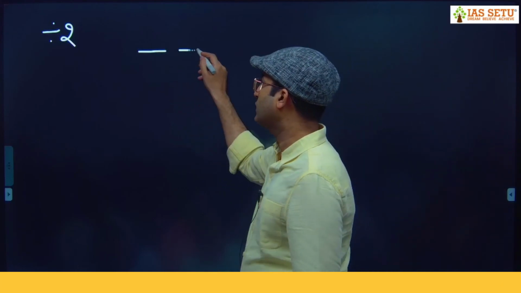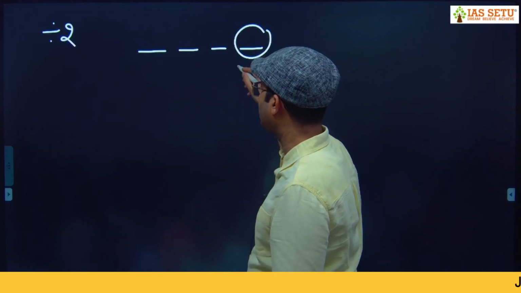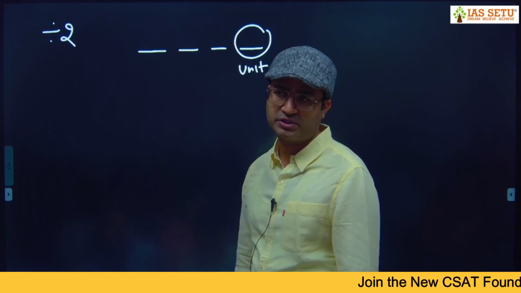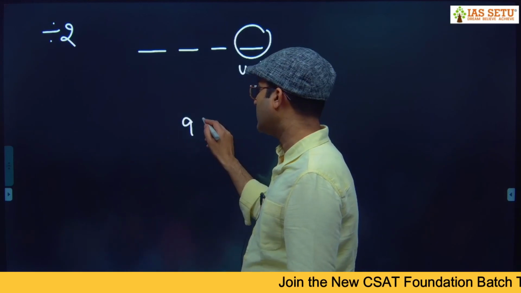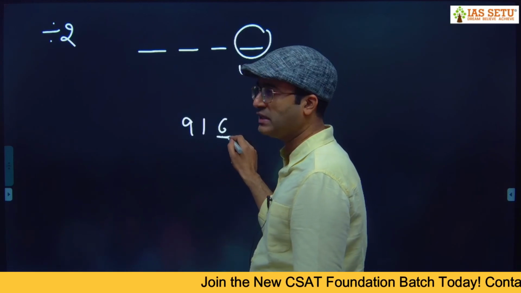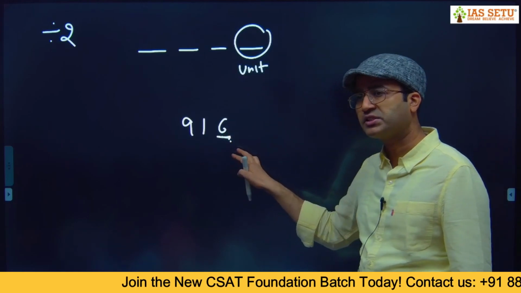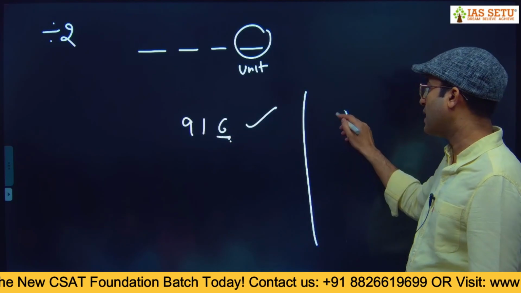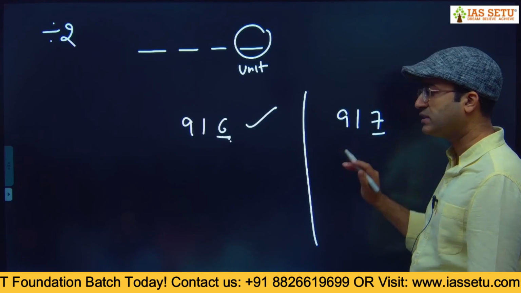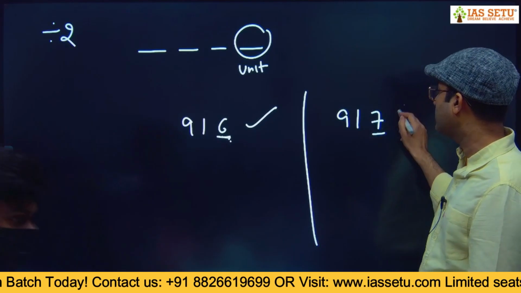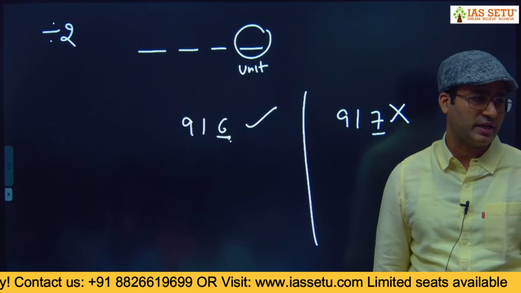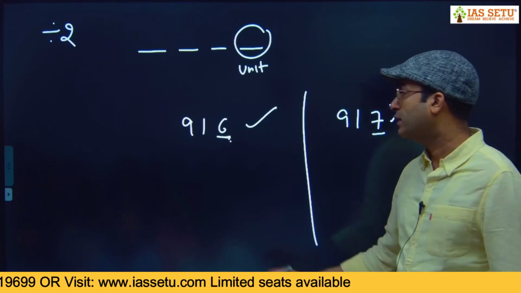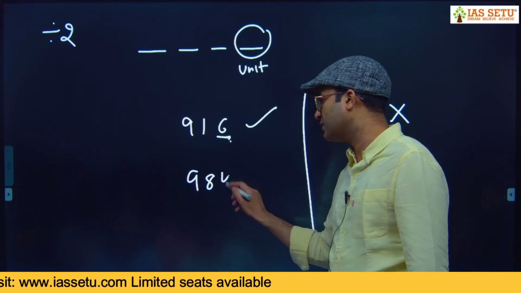Here the rule is, if the last digit or unit place digit is divisible by 2, it means the complete number is divisible by 2. Like here 916, you check only the last digit. This 6 is divisible by 2, it means this complete number is divisible by 2. Like here 917, this 7 is not divisible by 2, it means this complete number is not divisible by 2. So for divisibility of 2, we check only the last digit. Tell me, 984, is it divisible by 2?